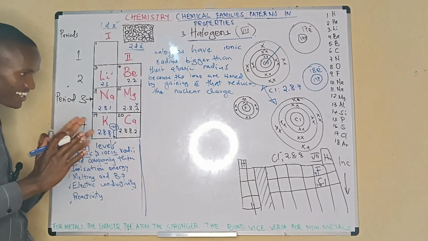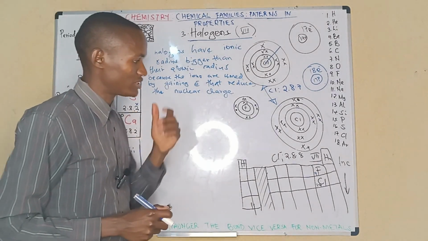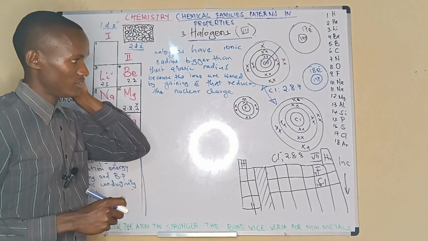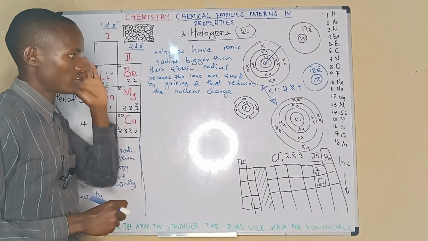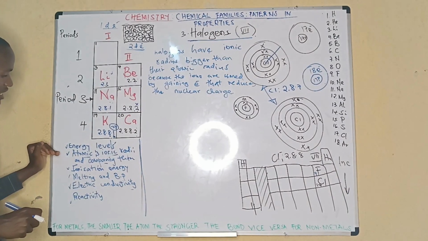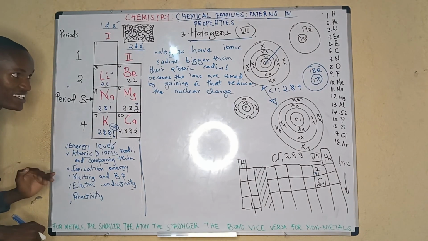So it was such a challenging concept, but we tackled it to the end. So we have looked at this part. Atomic radius, we have just looked at it. Now we go to the ionization energy.